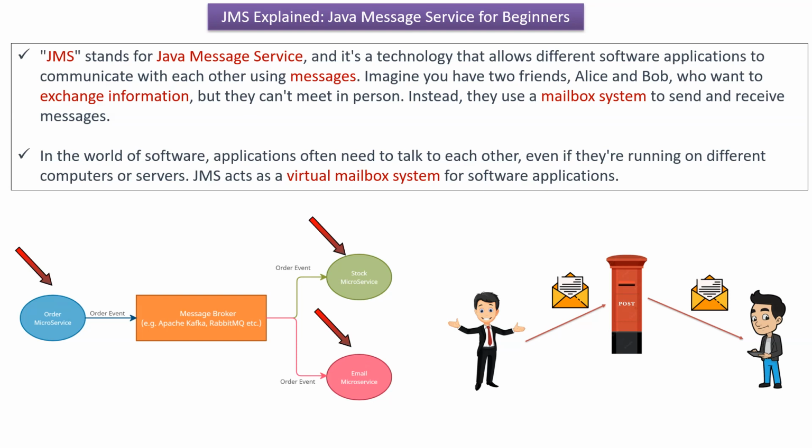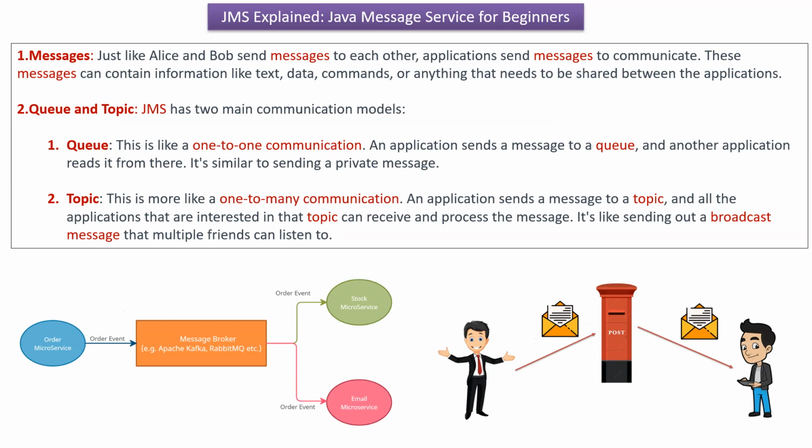In the world of software, applications often need to talk to each other, even if they are running on different computers or servers. In this case, JMS acts as a virtual mailbox system for software applications. Messages. Just like Alice and Bob send messages to each other, applications can send messages to communicate. These messages can contain information like text, data, commands, or anything that needs to be shared between the applications.